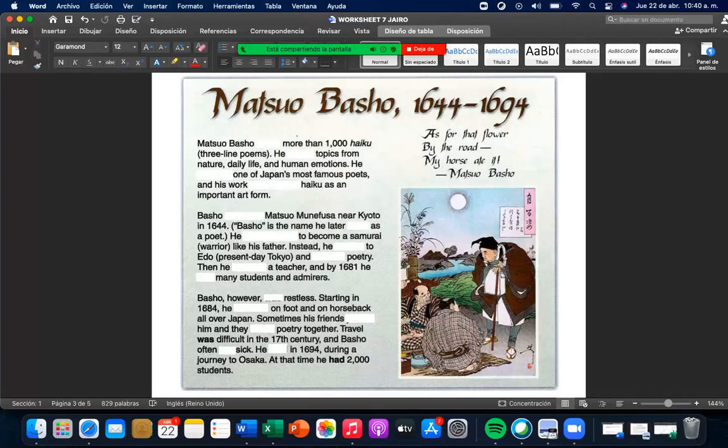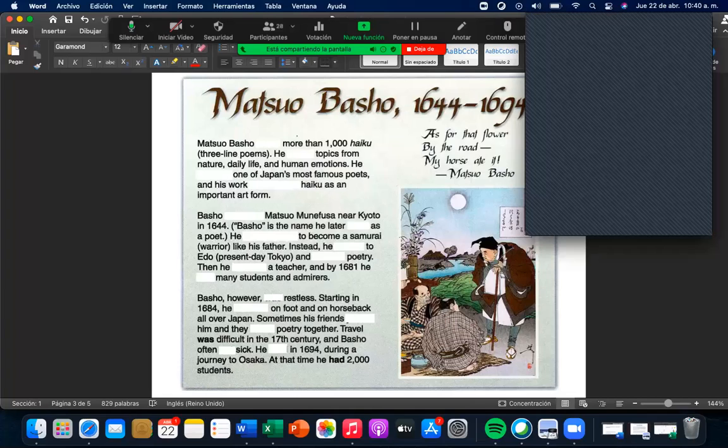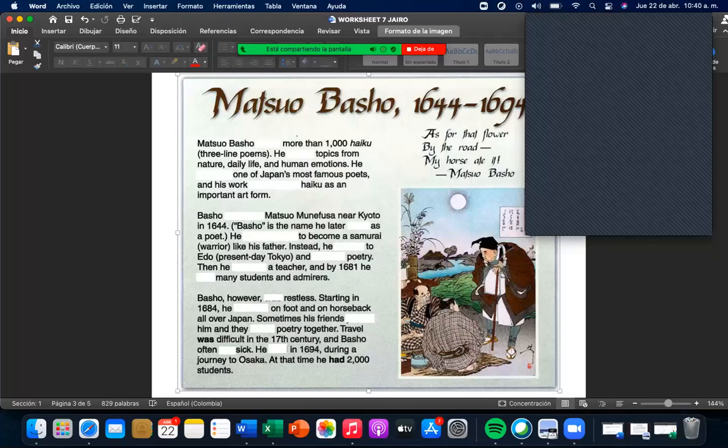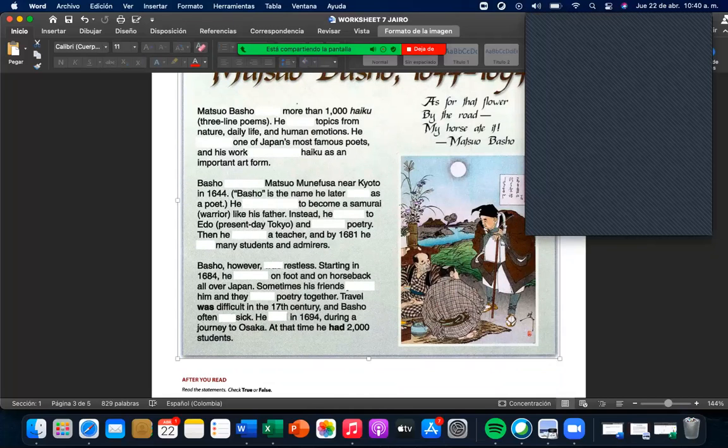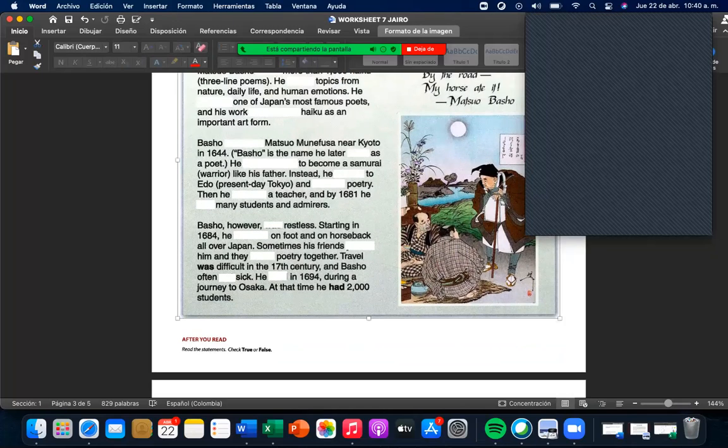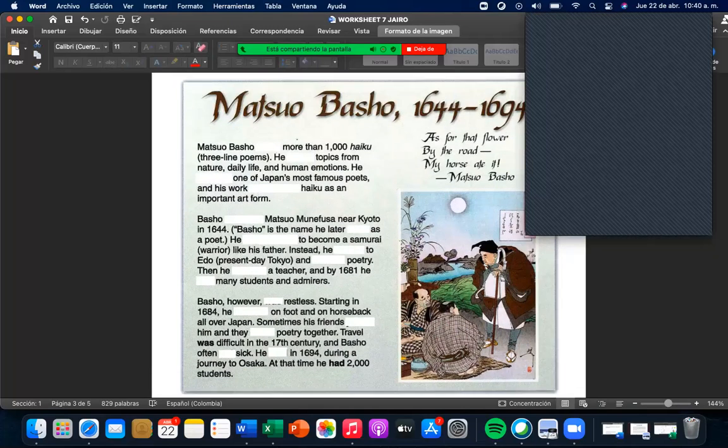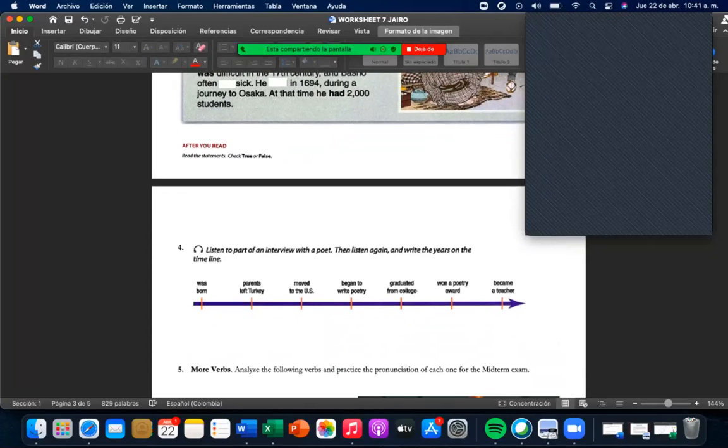And then here, remember, was born. Basho was born. Matsuo Munefusa, right, was born. And then here, he did not want, or he didn't want. He didn't want to become, right? He didn't want to become a samurai warrior like his father. And then here, sometimes his friends, en esta parte de acá, en el último párrafo, tercera línea, sometimes his friends joined him, right? Joined or met him. That is like a synonym, okay? So thank you, guys. That was a very good exercise.